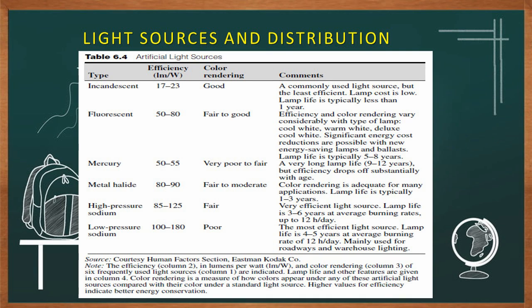In this type of artificial light sources, if you notice, high pressure sodium and low pressure sodium are very efficient, because for high pressure sodium, this artificial light source will last 3 to 6 years, and for low pressure sodium will last 4 to 5 years, and mercury, which will last 9 to 12 years.